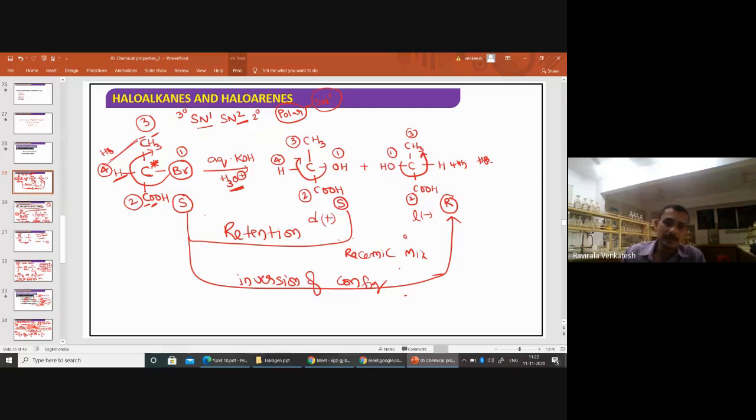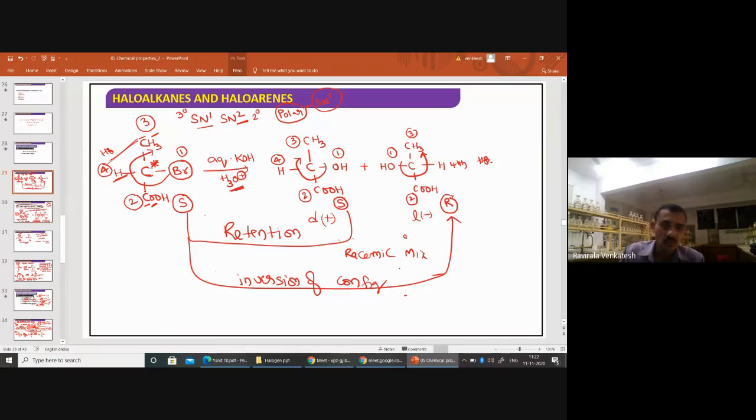This retention configuration and inversion of configuration, how are we giving the priorities? Based on atomic numbers. If atomic numbers are the same, go for the mass number. If the atomic numbers are the same and the mass number is also the same, what do you have to do? You have to consider the next element. Whichever has the highest atomic number will be the highest priority. Understood here?